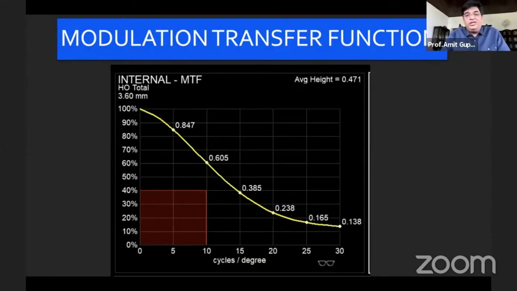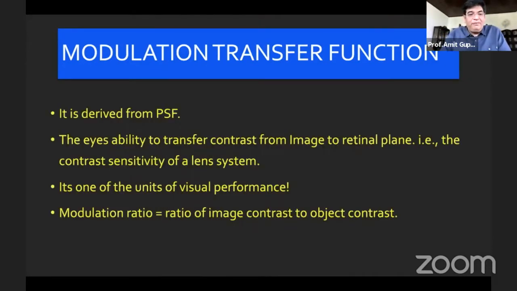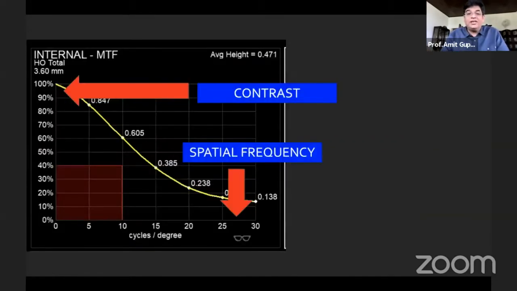Then coming to the modulation transfer function. So this is a typical modulation transfer function chart. Now, what does it tell us? What do we understand by that? So it is derived from the point spread function. And in very simple terms, it is the ability of the eye to transfer the contrast from the real image to the retina, what the patient is seeing. So it's a very, very important unit of visual performance, and it's used to assess the success of IOL surgery, refractive surgery. So it's a modulation ratio. So ratio of the object image contrast to the object contrast.